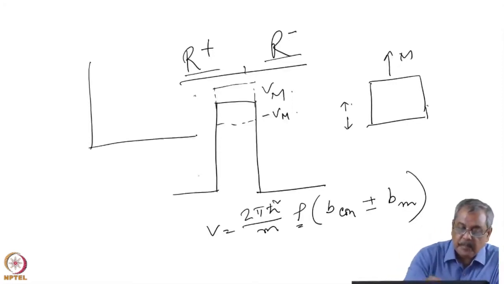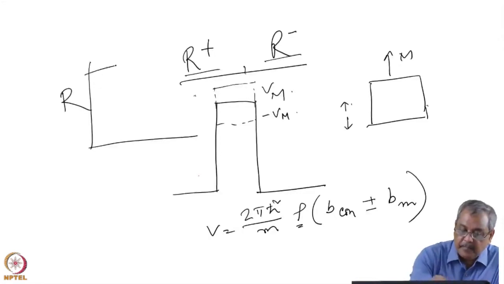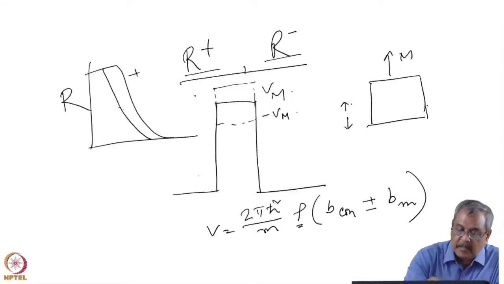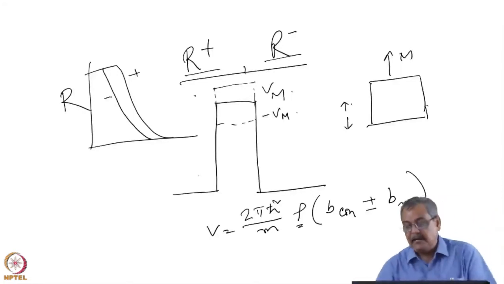So if I see the reflectivity, I'll share with you. If this is plus, then this will be minus. The critical angles are different.